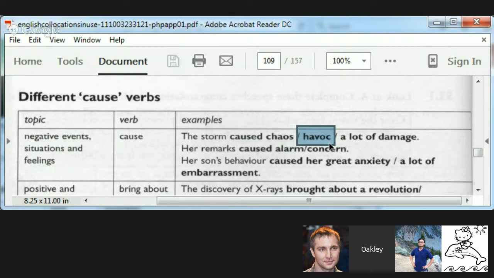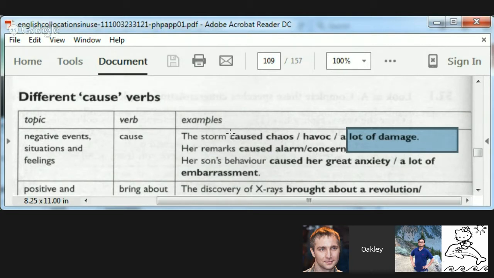There's also a connotation or a meaning of disorganization, well, like chaos. Cause havoc. Okay, like, I don't know, 45 2-year-olds. I imagine havoc or chaos. And a lot of damage besides, yeah.